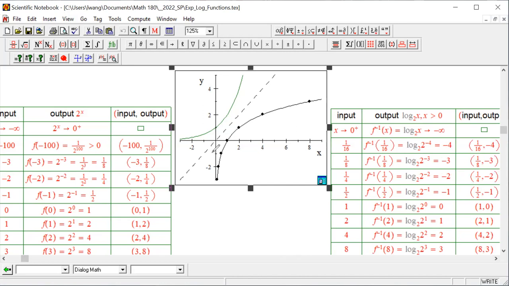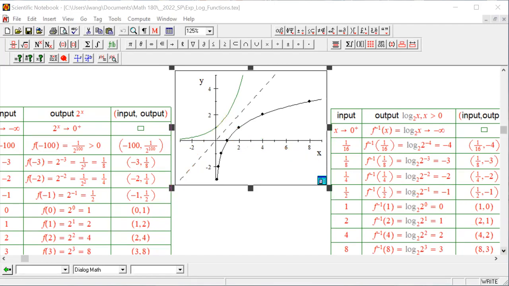For example, for (0, 1), which is on 2 to the power x, right here, that's the y-intercept. The corresponding point on its inverse is right here, (1, 0). And you find many, many such pairs of correspondence. (1, 2) is right here, and (2, 1) is the corresponding point. So we find these correspondences, and they're everywhere. That's the consequence of swapping x and y in the process of finding the inverse.